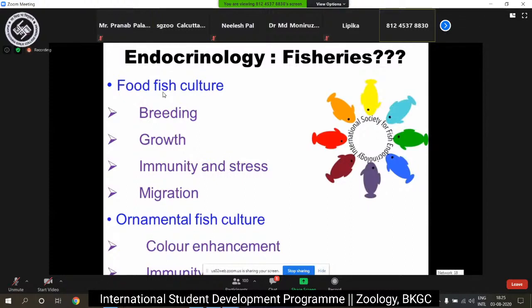Okay, so we can always look for endocrinal orientation of this color enhancement in ornamental fish culture. And as we have said, immunity and stress is often an issue with respect to transportation of fishes, and we all know that these ornamental fishes are often being transported quite a long distance from one country to other countries, and there are several exporting markets for these type of ornamental fishes, where we must send them in a very live condition.